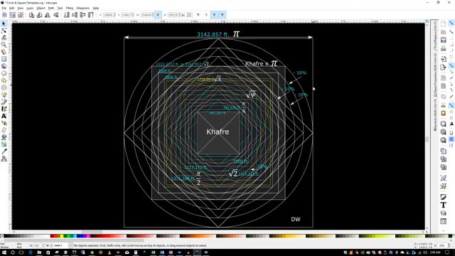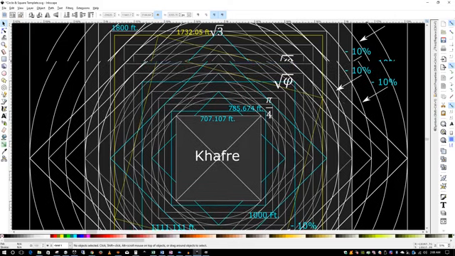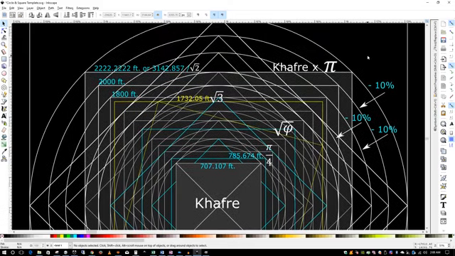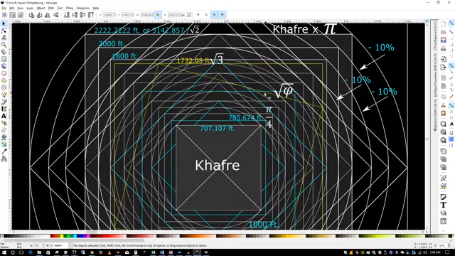So you can decrease these circles by 10% as many times as you want, and you're always going to square the circle every time you do it. But here are some interesting numbers that come out when you do it this way. So you get the 2222 number, right? That's Khafre times pi. This is 2,000. This is 1,800 feet. When you get to this blue square right here, this is the 1,800.